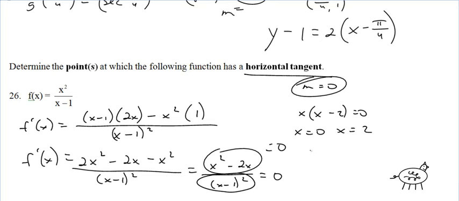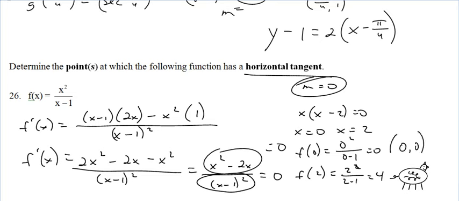So when it's equal to 0, we need to plug these values into the original problem to find the y values. So f of 0 is equal to 0 squared over 0 minus 1, which is 0. And f of 2 is equal to 2 squared over 2 minus 1, which is 4 over 1, which is 4. And it says determine the point. So I'm looking for points, and we have them: (0, 0) and (2, 4). That is the answer to that problem, math fans.